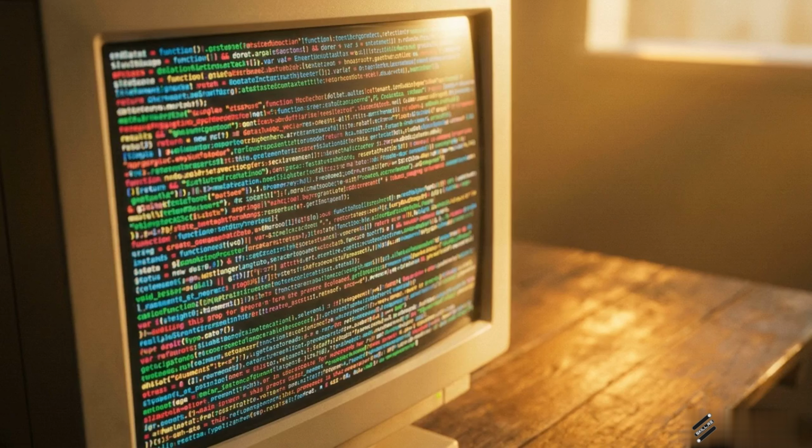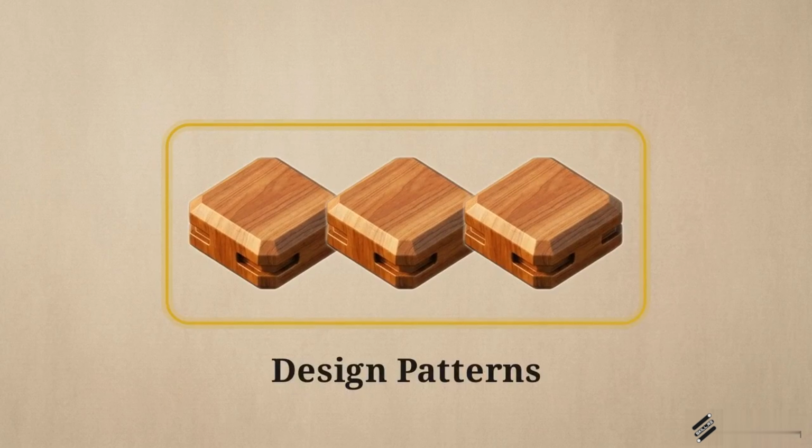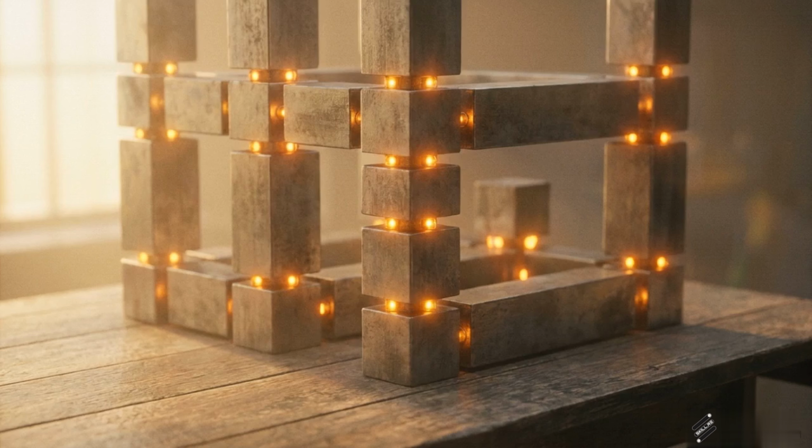Think of it like software engineering. Instead of writing every line of code from scratch, developers use design patterns to solve recurring problems. Prompting works the same way. Specific structures solve specific recurring hurdles in AI communication.